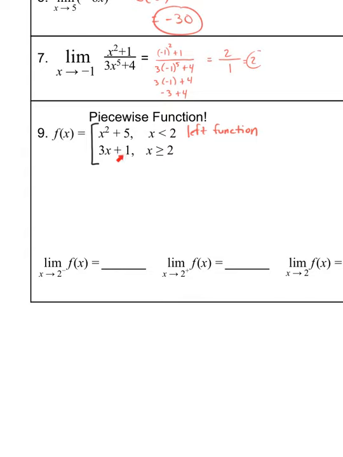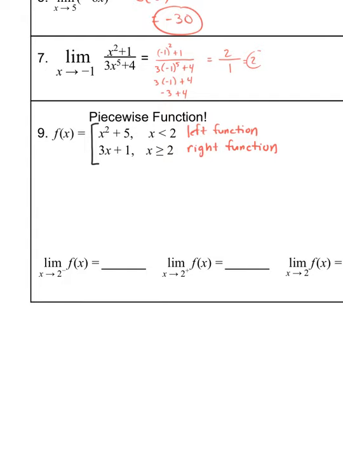This part of it, 3x plus 1, that's a line. Its domain is x is greater than or equal to 2. Greater than 2 on a number line is to the right of 2. So this is going to be my right function. Okay, so now I just go to work.